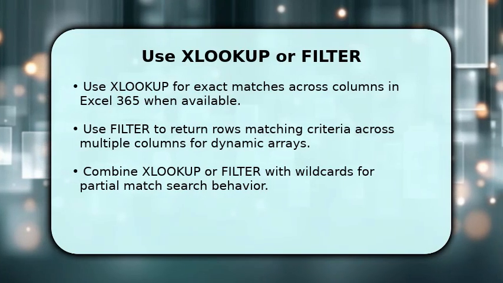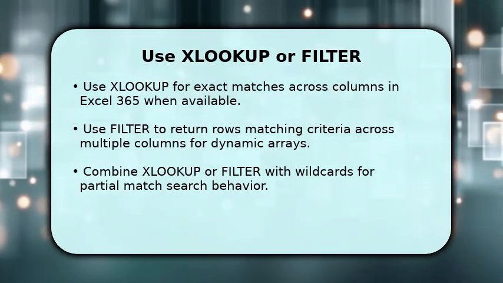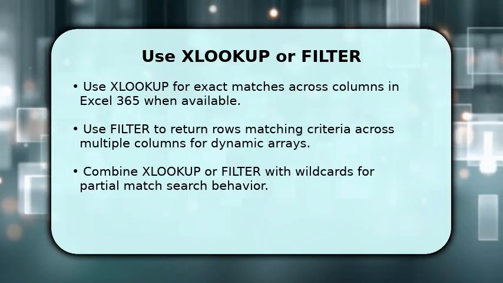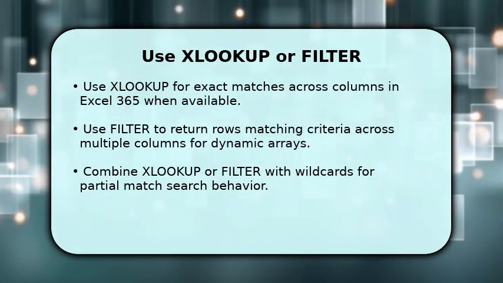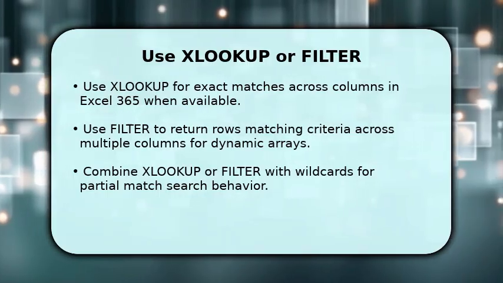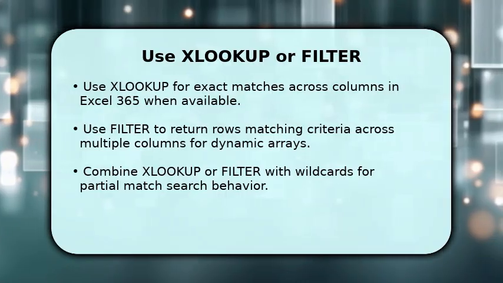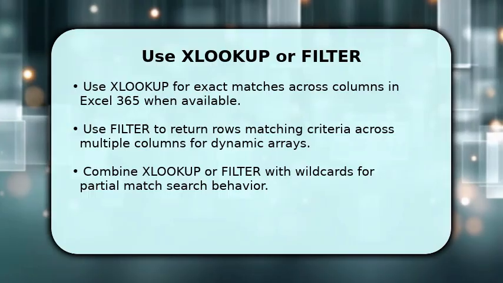If you have Excel 365, use XLOOKUP or FILTER for dynamic multi-column searches. XLOOKUP returns matches across a single lookup array and can work with combined helper arrays. FILTER returns entire rows that meet criteria across multiple columns. Use wildcards like *search* in XLOOKUP, or use SEARCH inside FILTER for partial matches.